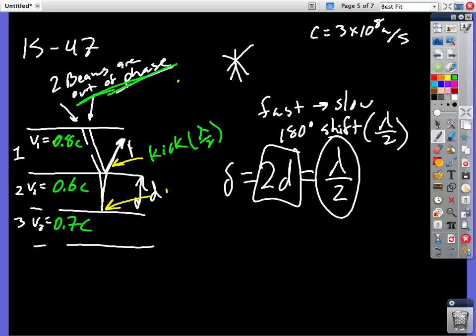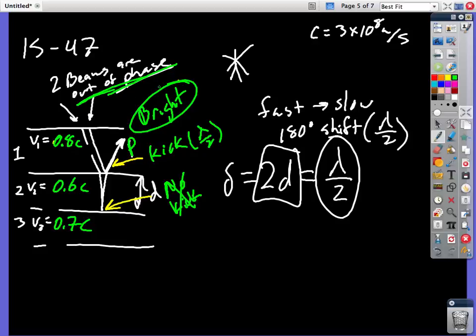What about 2 to 3? No kick, right? There is no kick. So this is still normal. So what is now going to happen at point P? Yeah, you're going to get a bright spot again. Because we were out of phase, one of them got kicked, and because one of them got kicked, now we're in phase and we're bright again. So this one works out just like the first one.